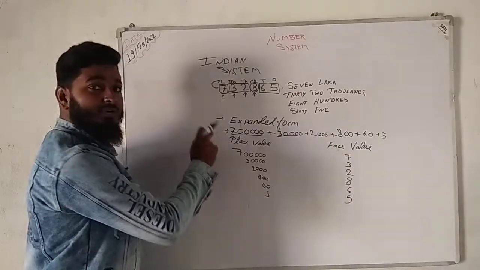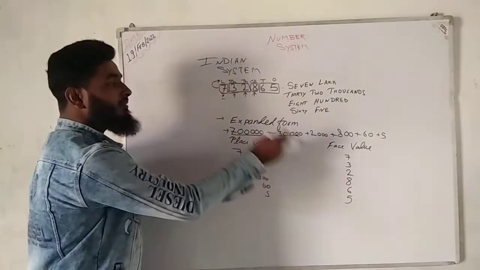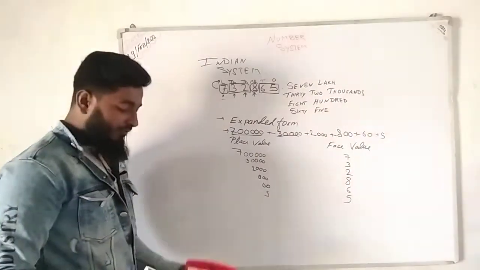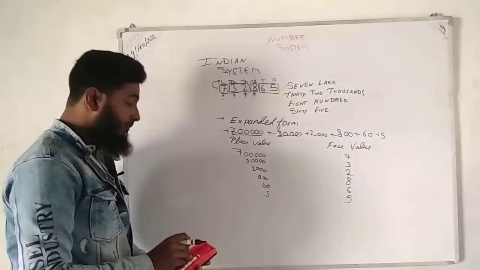This is the place value, similar to expanded form. Face value is the number as it is. The face value of a number is the number itself. Okay, number itself.